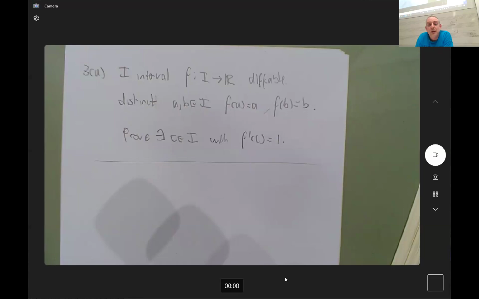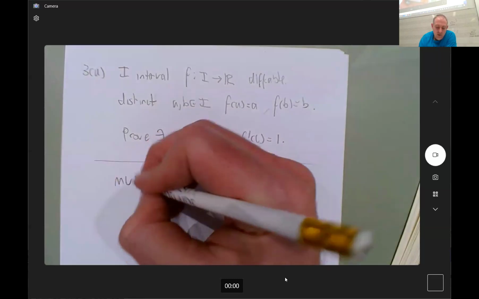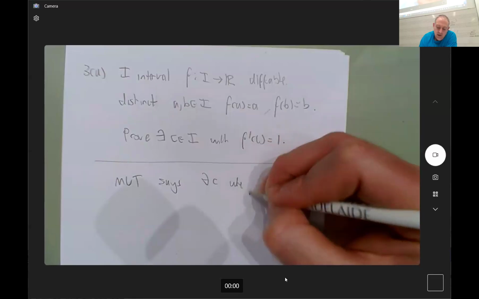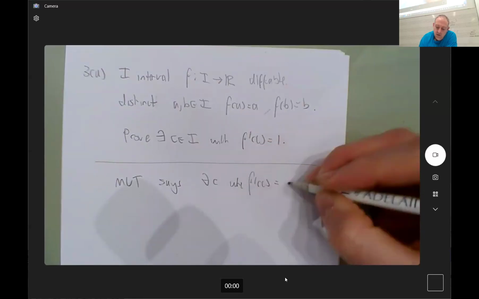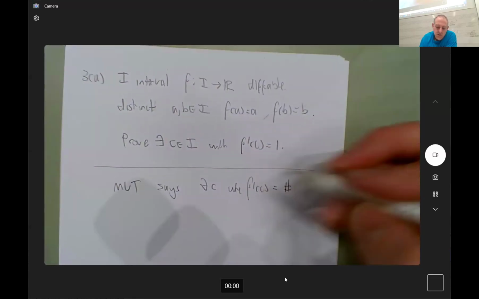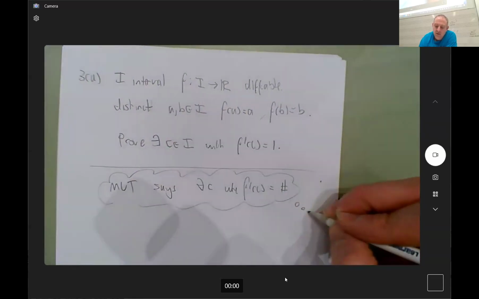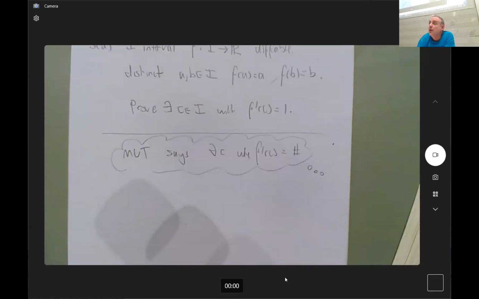So it seems to me that the mean value theorem would be the go, because I want a point where the derivative comes out to a specific answer that isn't 0. That's my thinking. Mean value theorem says there exists a C where f dash of C is a number. That's what I'm imagining. And so mean value theorem seems to be the thing I should use.